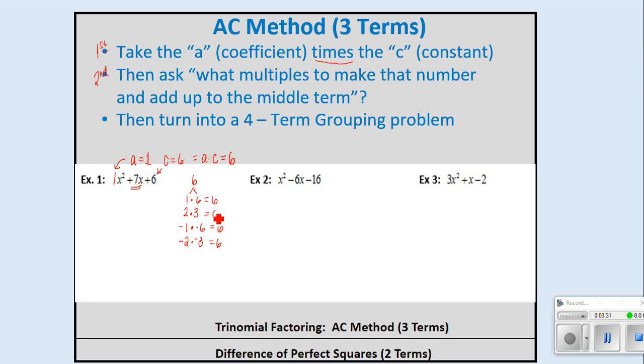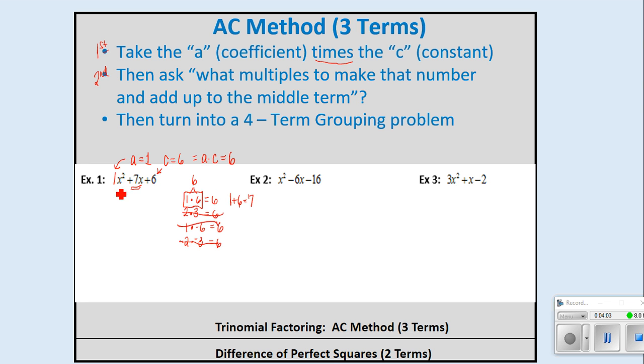Now, which one, when added together, makes a positive 7? Well, negative 2 plus negative 3 would be negative 5, so that one isn't going to work. Negative 6 plus negative 1 would be a negative 7. That's not going to work. A positive 2 and a positive 3 would be a positive 5. That is not a positive 7. But if I add these 2 up, 1 plus 6, I get a positive 7.